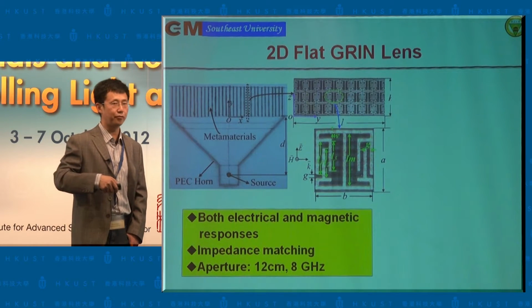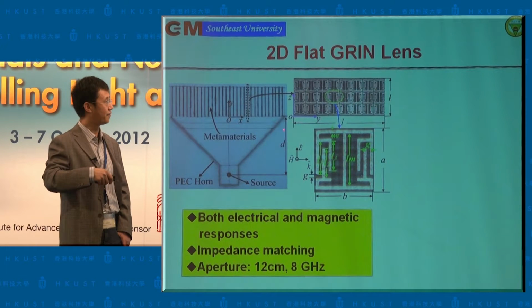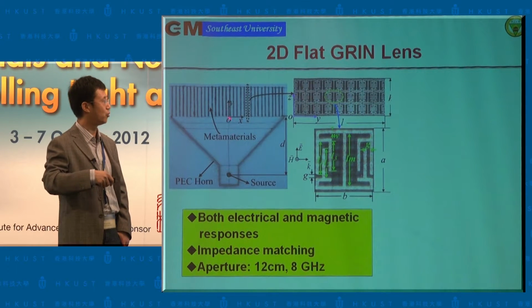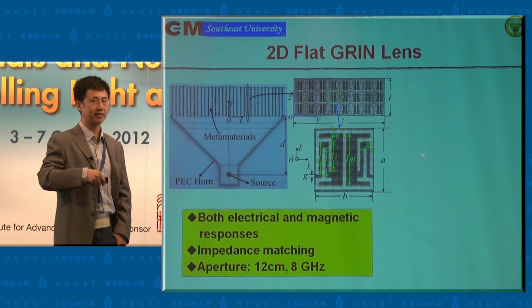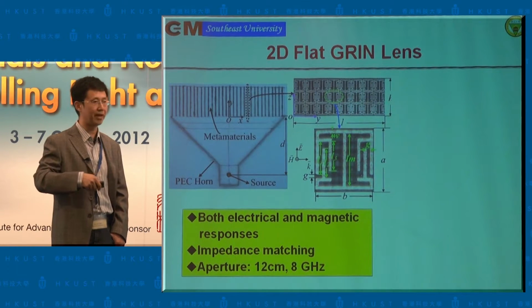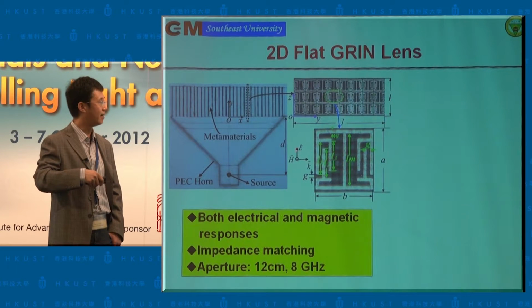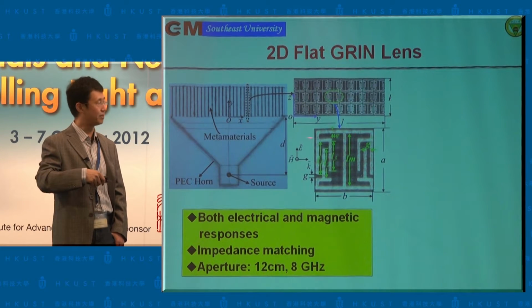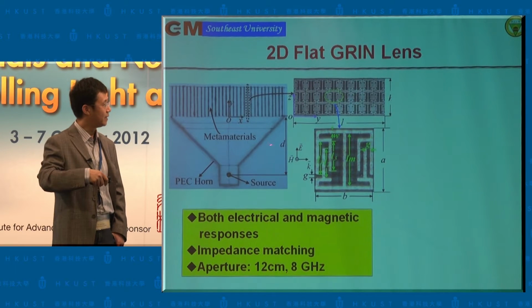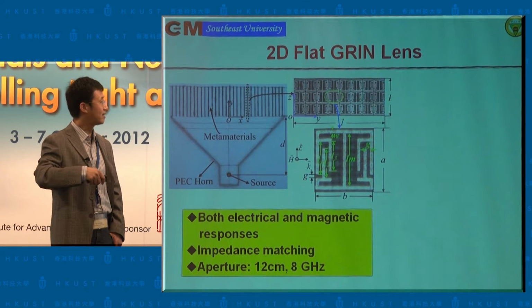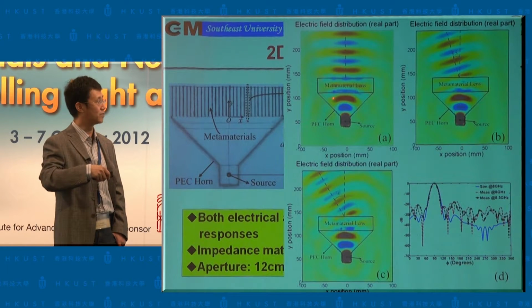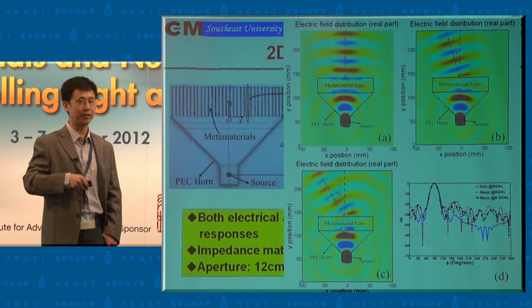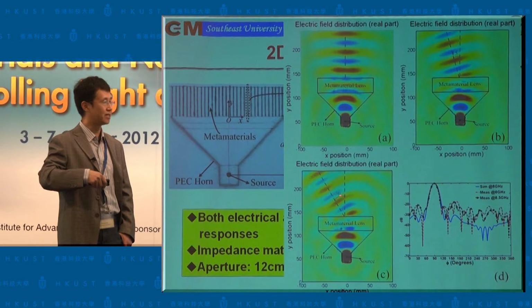So this is an experiment to verify the 2D flat gradient index lens. We design such a unit cell to realize the electric resonance and the magnetic resonance at the same time, and then realize a metamaterial with the same epsilon and mu. The aperture size of the antenna is 12 centimeters. So this is a measurement result for the normal radiation and also for the oblique radiation. So this is a maximum angle.